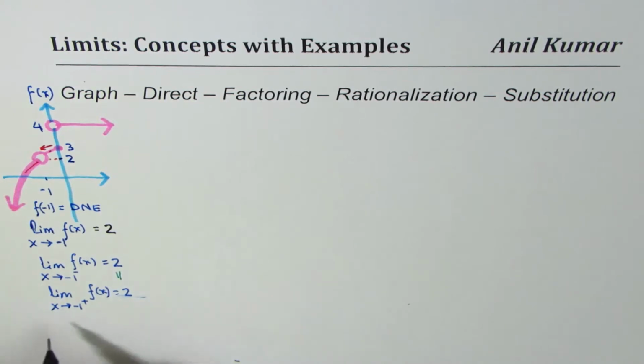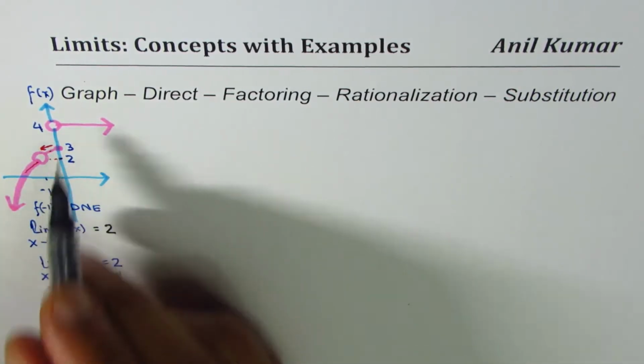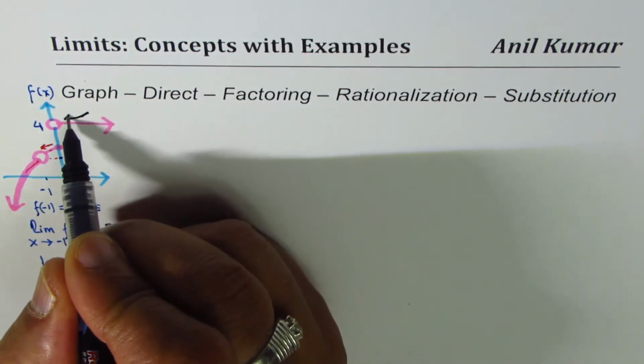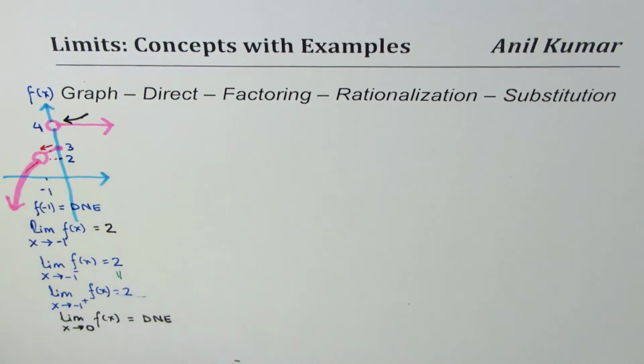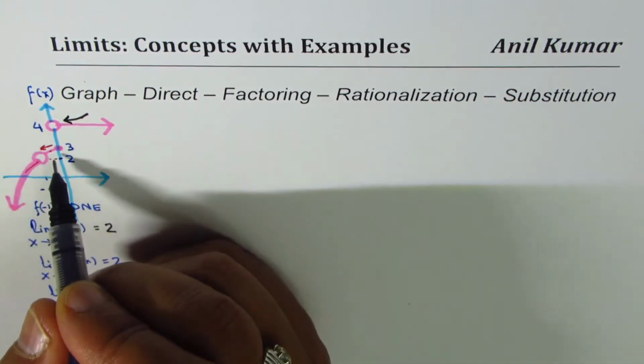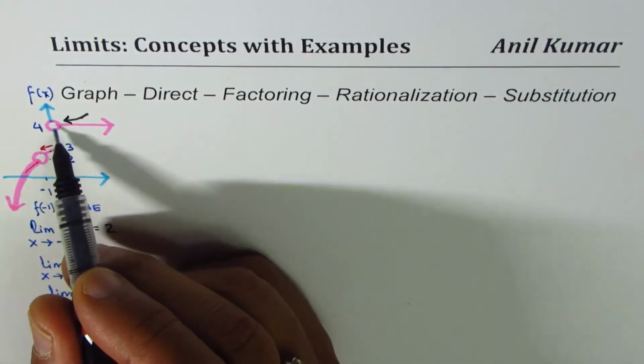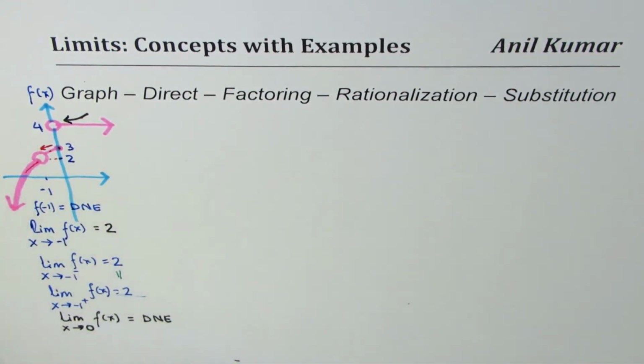Now, can you help me find limit when x approaches 0, right? For the same function f of x. Now the answer is does not exist. Do you know the reason why? When you approach from the right side, you approach a value which is 4, and from the left side you are approaching 3. Do you see that? And since 3 and 4 are not equal, the limit does not exist, correct?